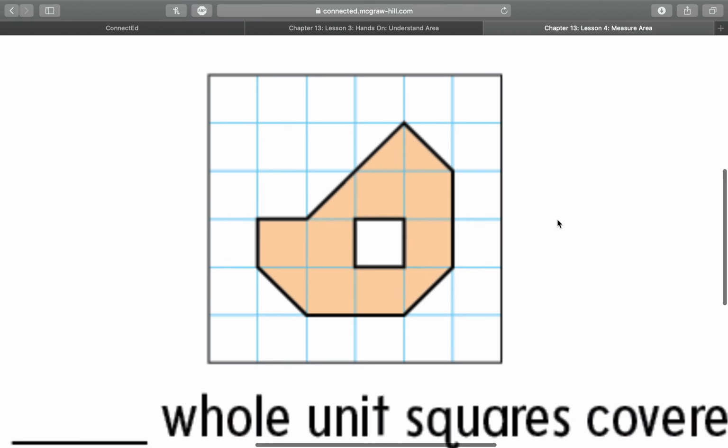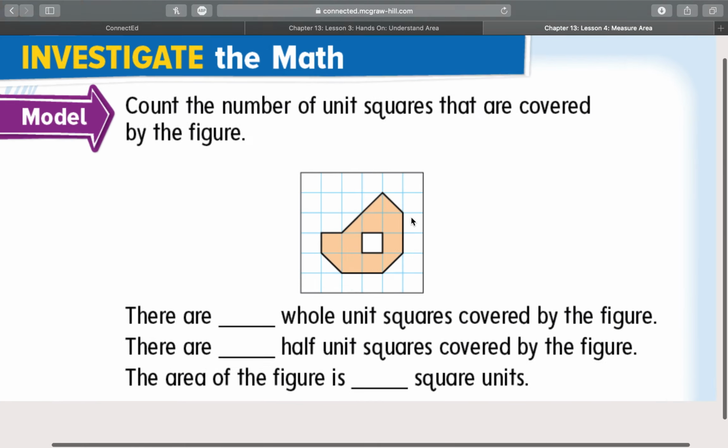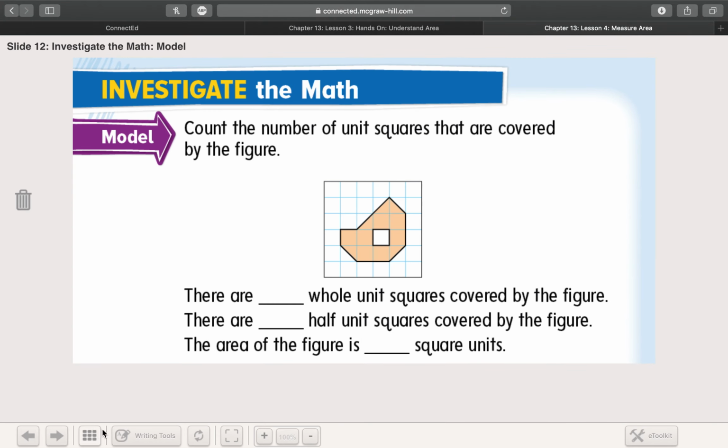This shape right here is, I don't even know what to call that. I really don't. It's like something with a bite out of it and a hole in the middle. So finding the area of something like this is definitely trickier, but we can still do it. I know that we can.